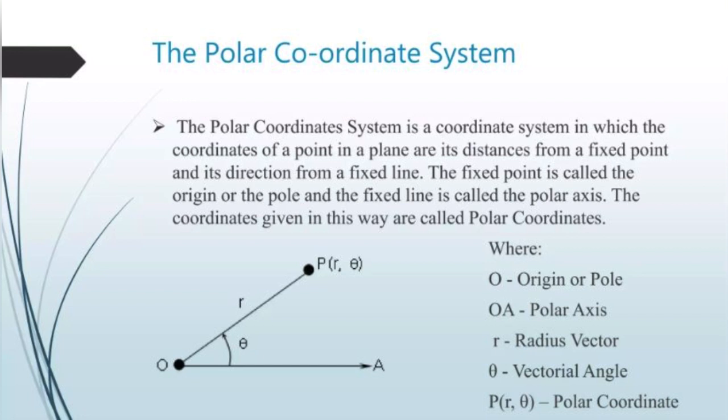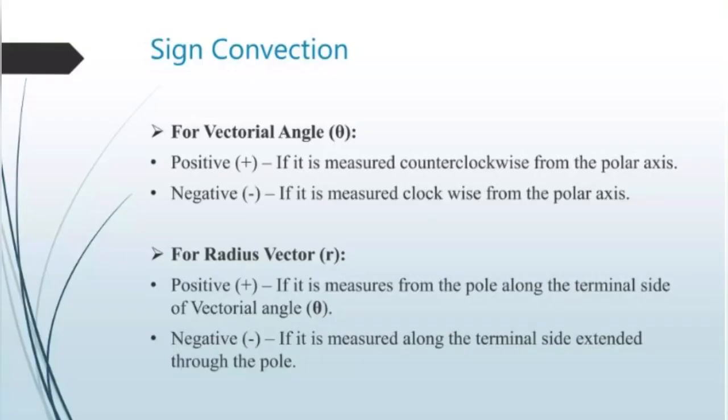The fixed point is called the origin or the pole and the fixed line is called the polar axis. The coordinates given in this way are called the polar coordinates, where O is the origin or pole, OA is the polar axis, r is the radius vector, theta is the vectorial angle, and P(r, theta) is a polar coordinate. Now we will discuss the sign convention for vectorial angle theta: positive if it is measured counterclockwise from the polar axis, negative if it is measured clockwise from the polar axis.